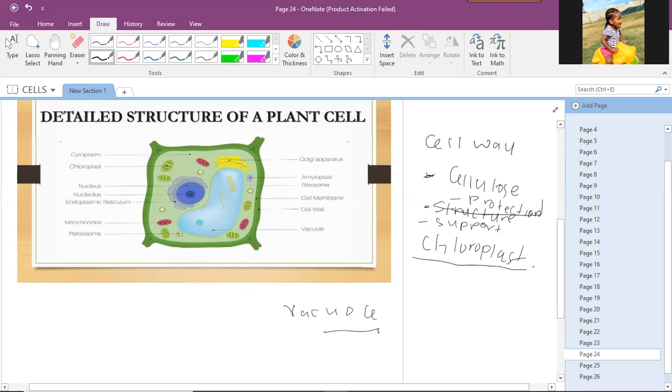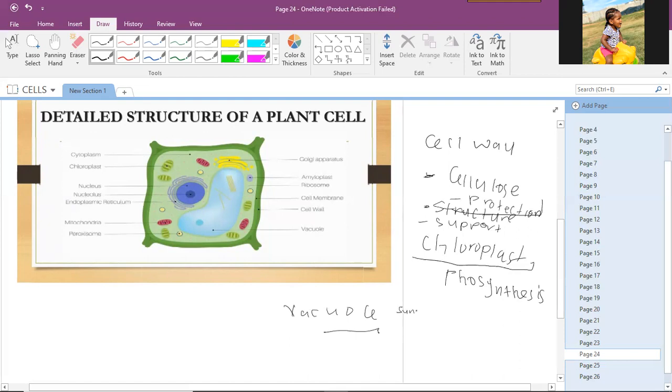Then what do these chloroplasts do? This is where photosynthesis takes place. We're going to look at photosynthesis in detail when we look at plants in general. So what does photosynthesis do?